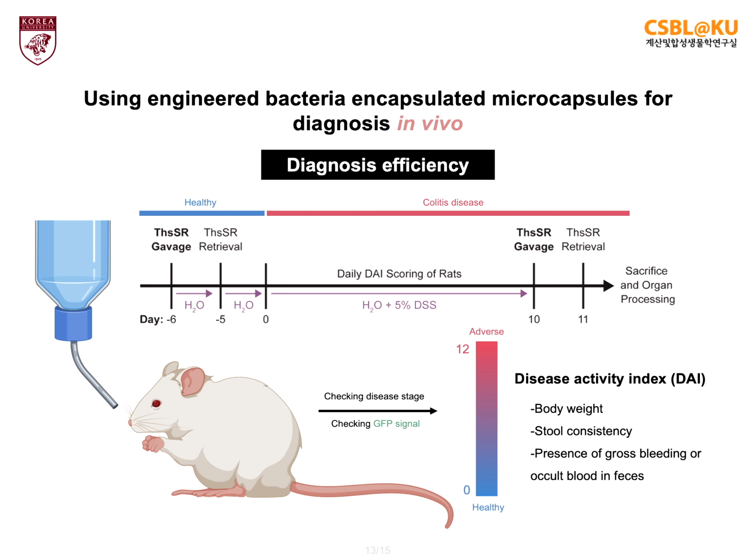After a day, stool was collected and the alginate beads were separated for analyzing the GFP signal. In this study, the mice were also divided by the adverse state of the disease by using the disease activity index, or DAI index. A score of 0 is healthy and a score of 12 represents the worst condition. The score depends on the body weight, stool consistency, and the presence of blood in the stool.